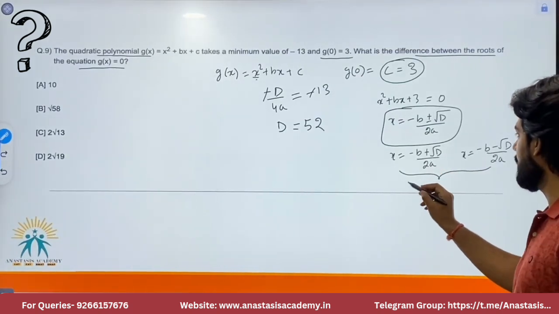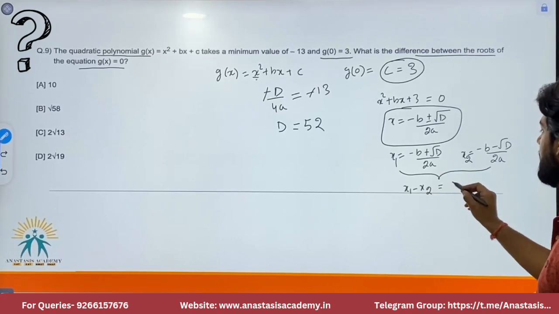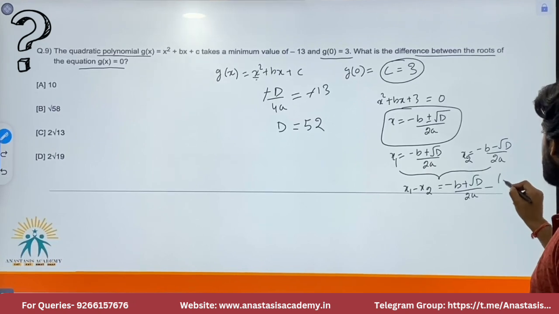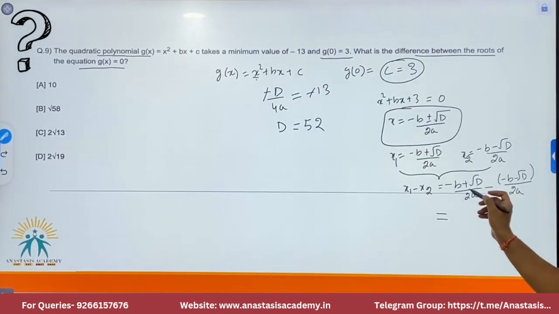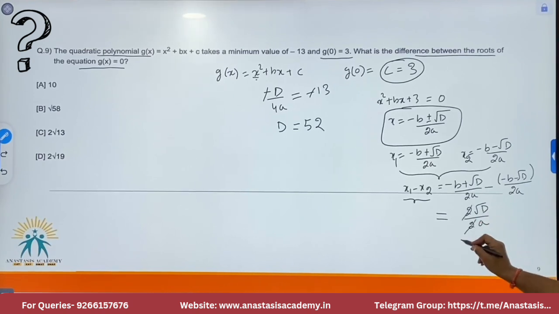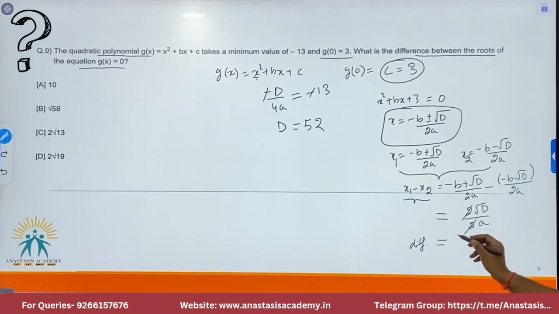So the difference of these two roots, this is x1, this is x2. x1 minus x2 is how much? Minus b plus root D upon 2a minus minus b minus root D by 2a. So from here, I can see there is this beautiful result for the difference of the roots. The b and b get cancelled. This is root D plus root D, 2 times root D upon 2a. 2 and 2 get cancelled, so the difference of roots for any quadratic equation comes out as root D upon a.